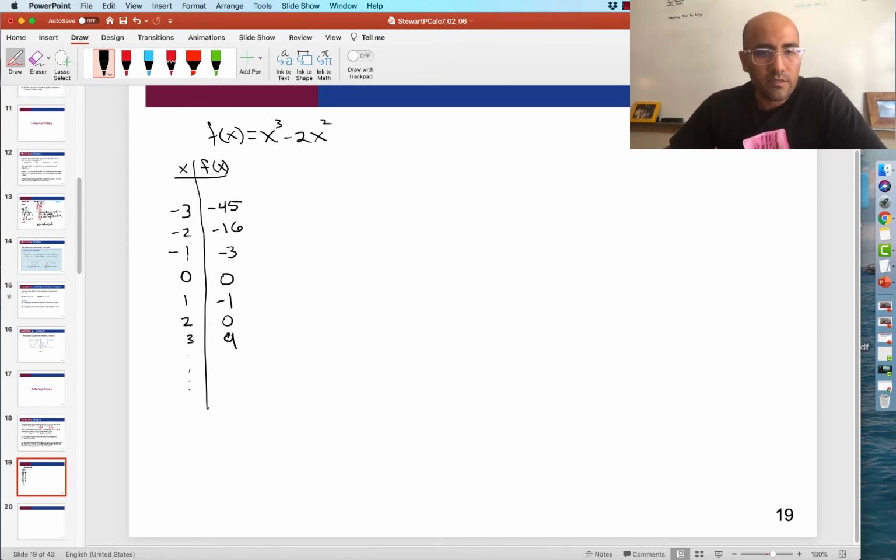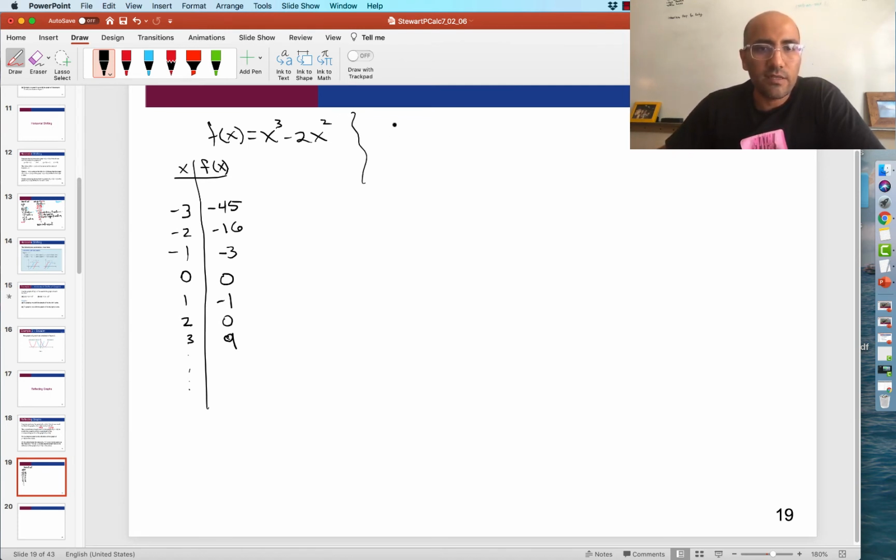Okay, so here were the original ones. Sometimes the input is negative and the output is negative. Sometimes the input is positive and the output is negative. And sometimes the input is positive and the output is positive. So here's the original function. And now we want to explore what happens to this new function.